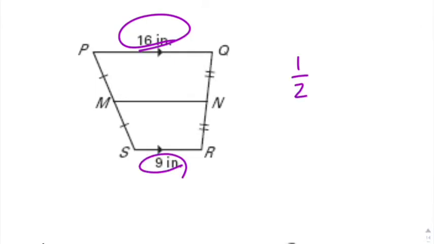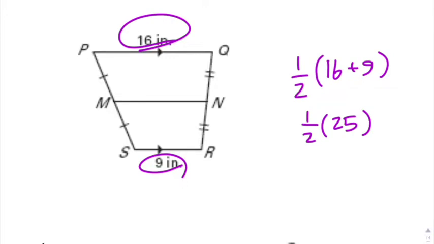So all you've got to do is average your two bases right here. So we'll go 1/2 and then 16 plus 9, I guess. So that'll be 1/2 of 25. So you could write that as 25 over 2. I think that should be like 12.5. And then we'll put our units there, inches.